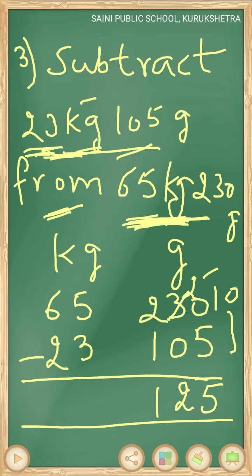Now move to kilogram. 5 minus 3, 2. 6 minus 2, 4. So our answer is 42 kilogram. We will write the unit kilogram below the kilogram place and gram below the gram place. So here gram. Okay. So our answer is 42 kilogram, 125 gram.